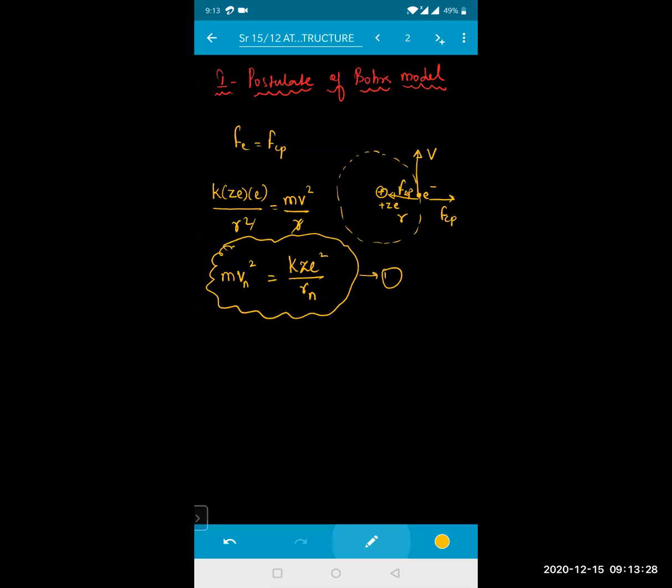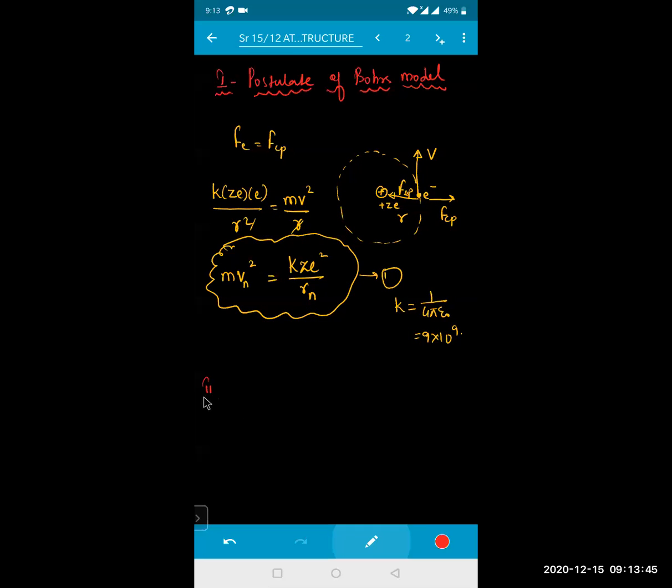What is the value of K here? Anyone tell me? K value is equal to how much here? 1 by 4 pi into epsilon naught. And the value of this is 9 into 10 to the power of 9. Clear? Okay, this was the first postulate.